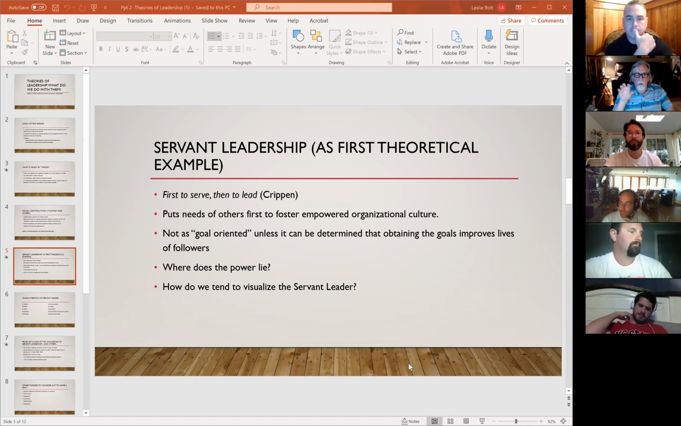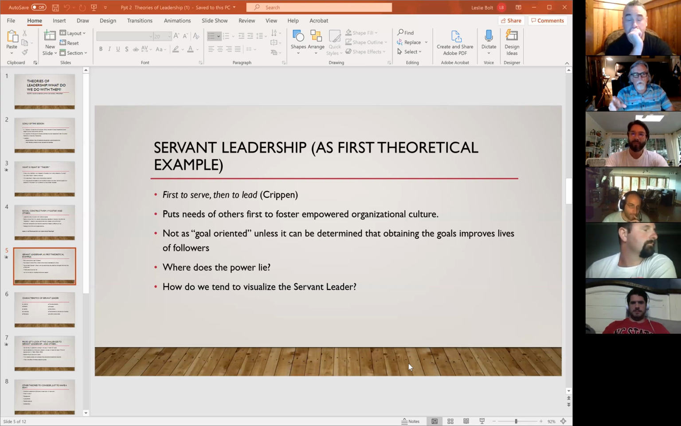And it's based on a theory, and he uses some clipped little statements to talk about that theory. The primary quote that everybody talks about is, first to serve, then to lead. So it's the notion of leading from the front, but exposing yourself to everything you're expecting your followers to be exposed to. And so you put the needs of the other folks in the organization in front of your own to empower the organizational culture. It's not terribly goal oriented unless your followers have a goal.